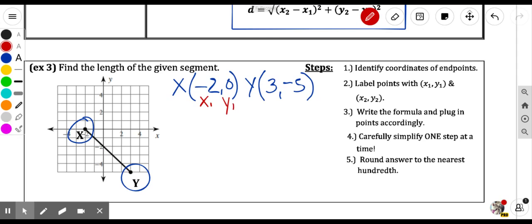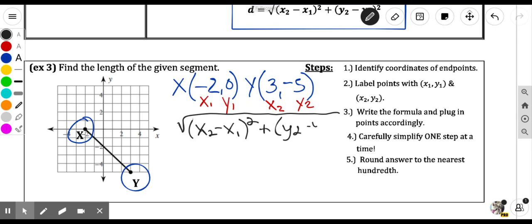So that just means that it's my first x and y. This is going to be my second ordered pair, so that's just x2, y2. It's my second x and y. Once we have that, then we plug it into the formula. So I'm going to rewrite the formula real quick, just so we have it right above where we're plugging in. So it's x2 minus x1 squared plus y2 minus y1 squared.